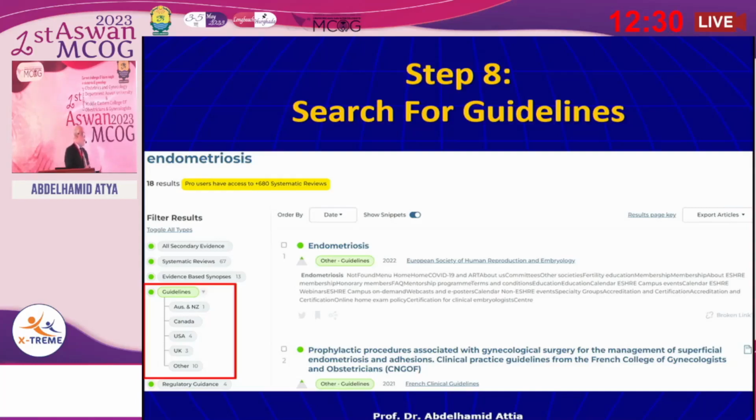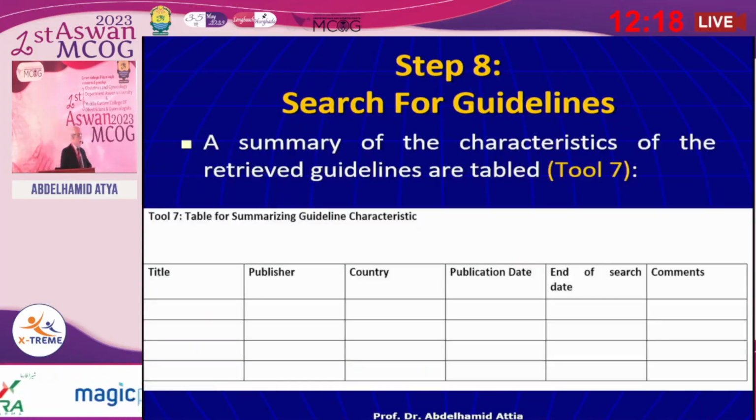So the guidelines are present, they are handy, you can download them, you can read them, you can use them. We have no excuses. There is no excuse whatsoever why we are not having a guideline. Finally, we will agree as a guideline working group to work on these 4 guidelines. We'll put them in Tool 7 or in this table.